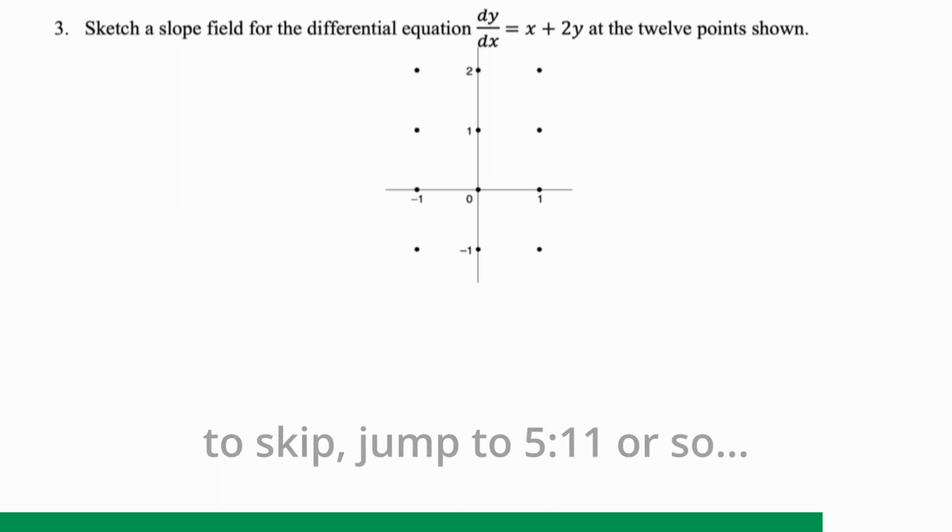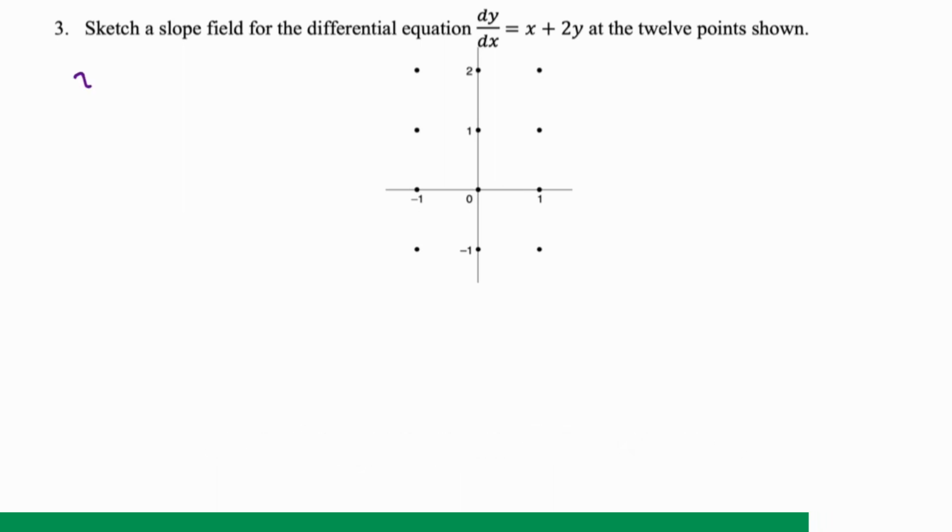So let's say that x is always 0. If x is always 0, then our derivative is really just dy dx is just 2y, right? So double the y value. So at 0, obviously we're going to get 0. And then when you're at 0, 1, x is 0, y is 1. So you just get 2.